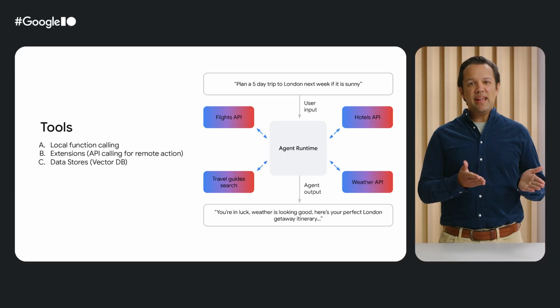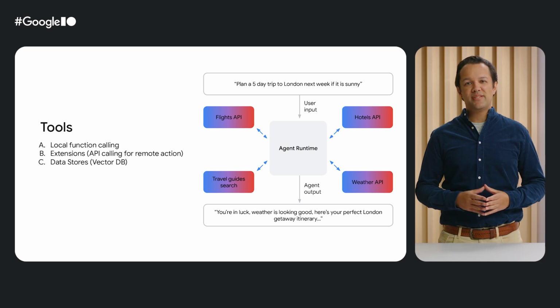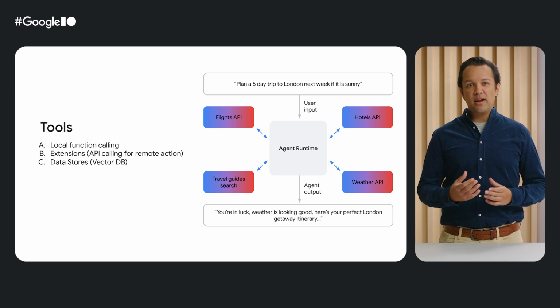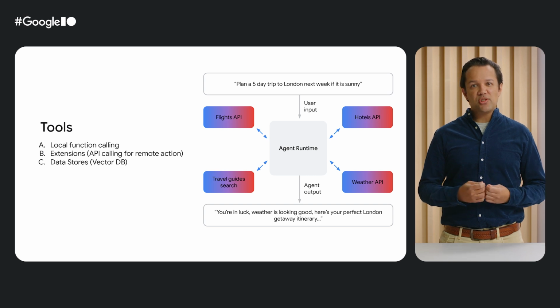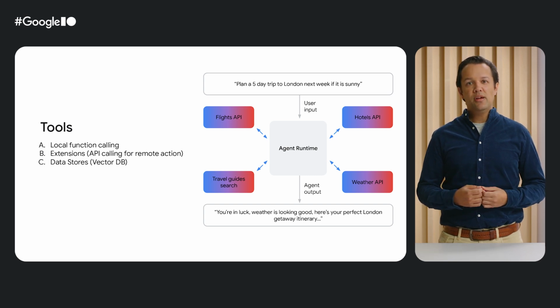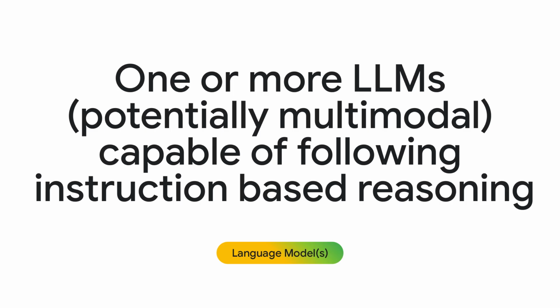The example shown here illustrates potential tools you may expose for a holiday planning agent. Common types of tools include calling a function to perform some task, or taking an action via an extension to use an API, or fetching relevant contextual information from, say, a vector data store. Next, with regards to language models used, this could actually be one or more LLMs or even multimodal models to understand inputs beyond just text, that are all capable of following instruction-based reasoning.